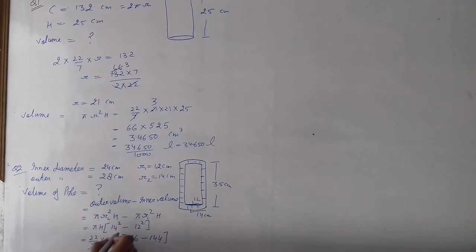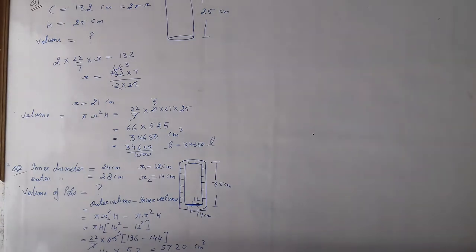Now we get 7 fives are 35, 22 fives are 110, into subtract this. 6 minus 4 we have 2, 9 minus 4 is 5, 1 minus 1 is 0. It is 52 into 110. 52 into 110 is 5720. 11 twos are 22, 11 fives are 55, 56, 57. 5720 centimeter cube. This is the volume of your pipe.